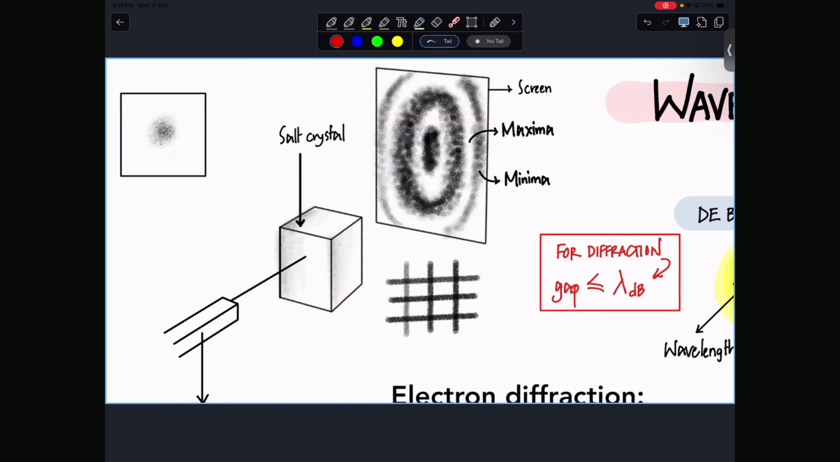Not a problem for us, because the diffraction pattern can then be reverse engineered to find out what the structure of the atoms is, because diffraction is caused by slit size. So this pattern must have been generated by something that looked like that. That's how we know this exists.